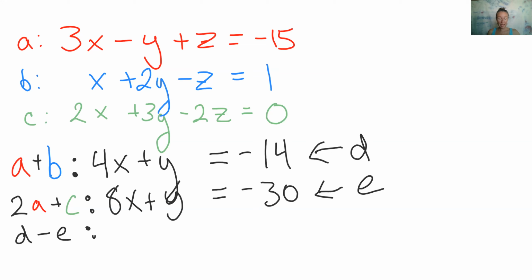So we've got a 4x minus an 8x. That's going to give us a -4x. We've got a y minus a y. No more y's left. And we've got a -14 minus -30, so it's going to give us a +16. So this new equation here is our D minus E, and it's 1 equation and 1 variable. From here, we can solve for x by dividing by -4, and we get that x equals -4.